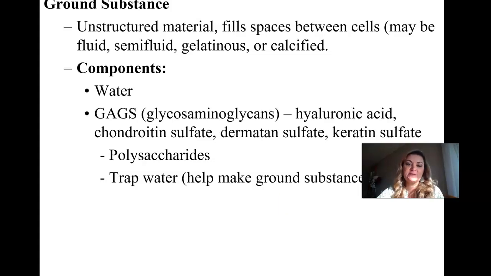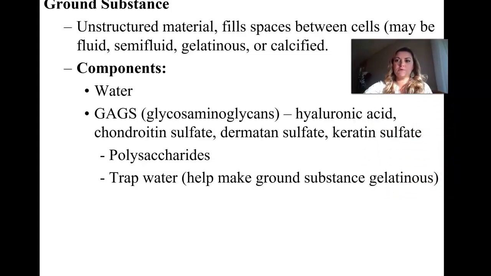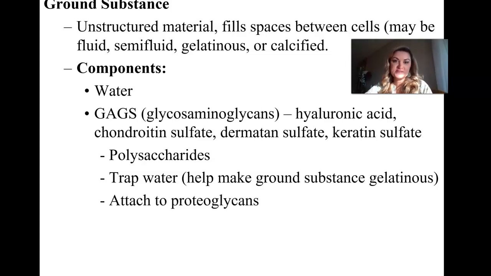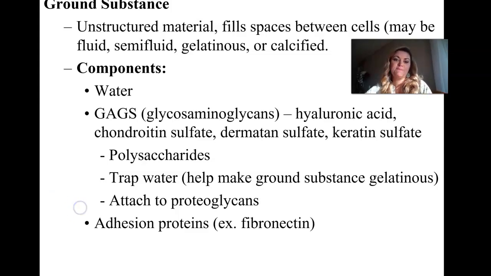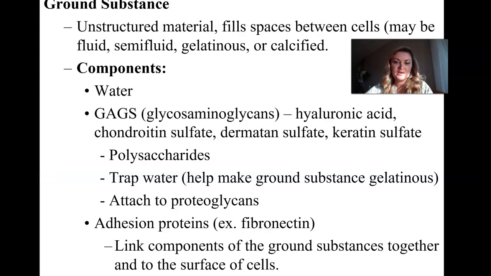With these GAGs, they're going to be made up of polysaccharides, so they're going to be long chains of sugars that are hooked together. They're going to trap water and help make the ground substance gelatinous. They're going to attach to proteoglycans. They're also good with adhesion proteins like fibronectin, so helping to bring things together and adhere them together. And those link components of that ground substance to the surface of cells.